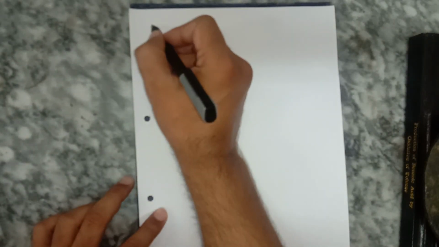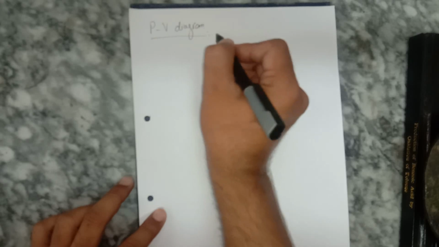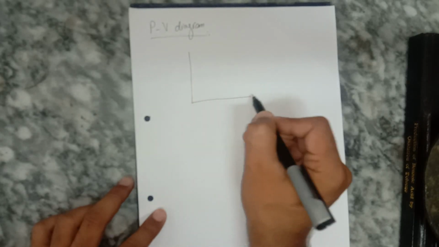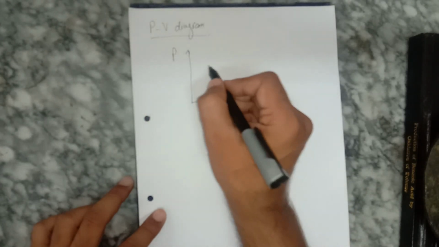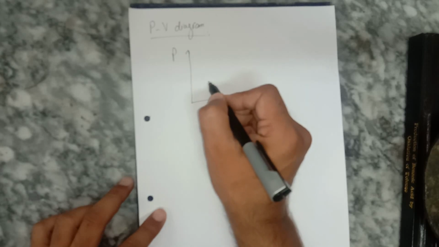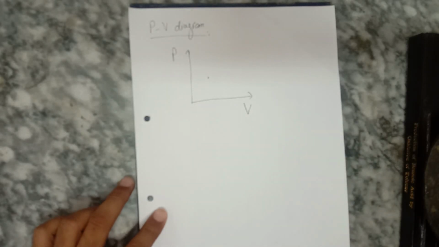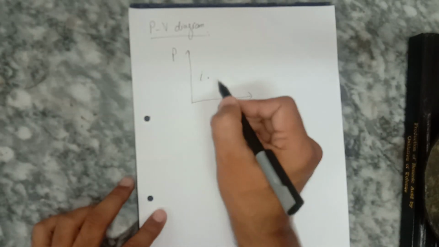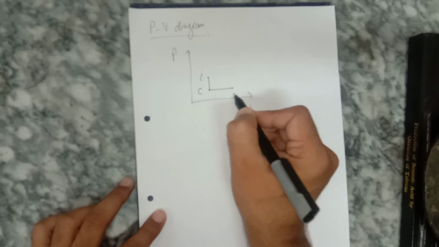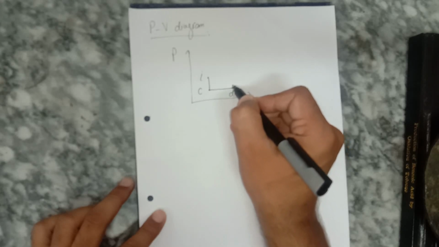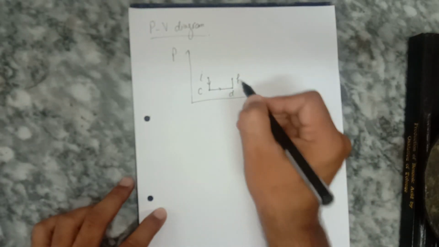Now we are discussing PV diagrams. Let's take another example. Suppose this is my volume axis, this is my pressure axis, and let's say this is my initial point, and I go from this initial point to some point, let me call it C, to some point D, and then to point F, by taking this path.